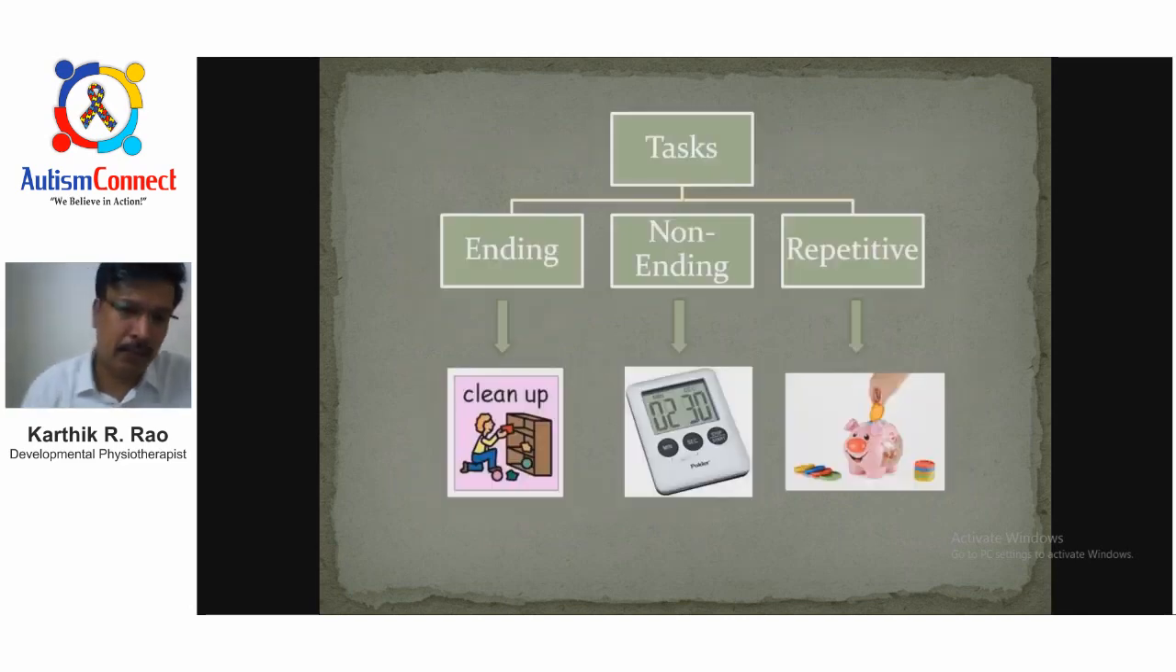So what can be done about it? For ending tasks like cleanup, it's always easy for a child to understand. We can just ask him to do it, and if a child starts doing it a couple of times, he understands how long this task is going to last. The next is a non-ending task. For that, we are going to use a timer or an alarm.